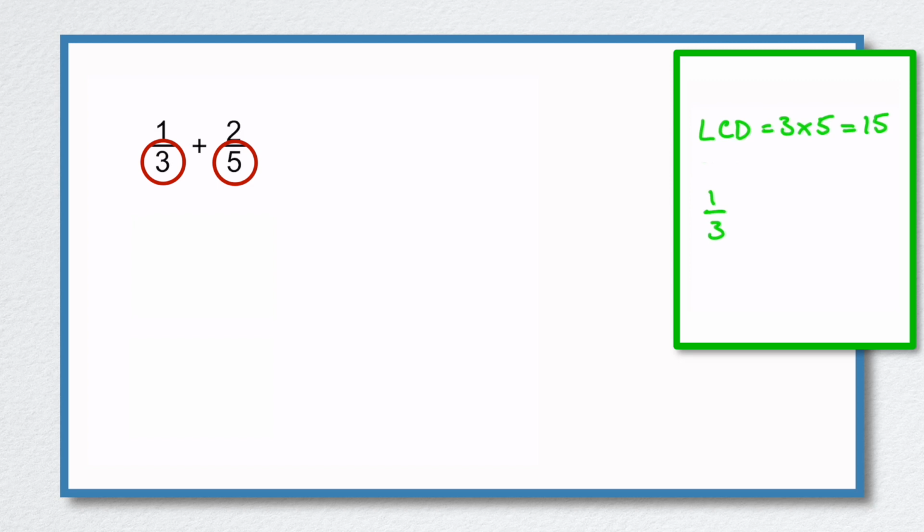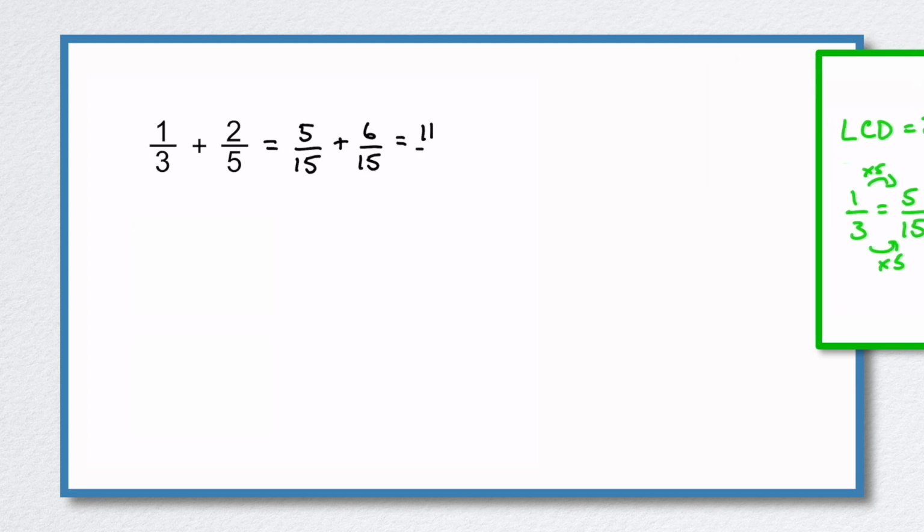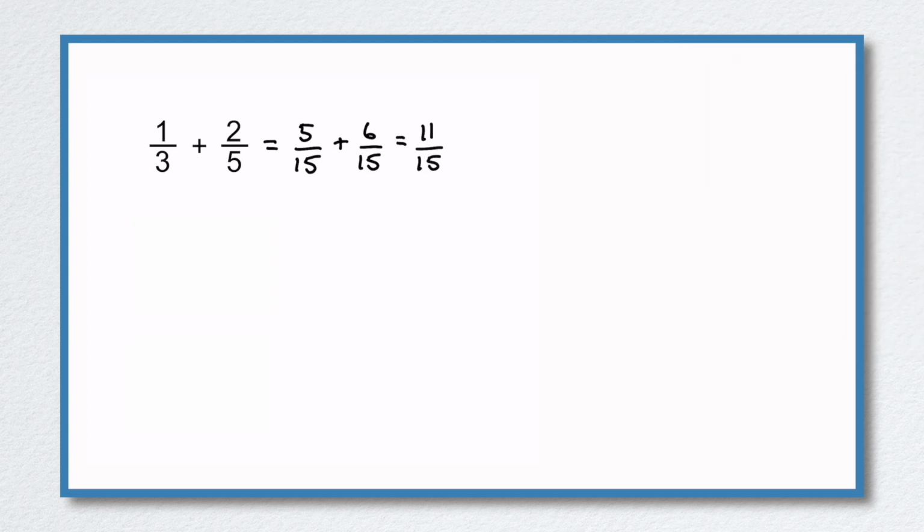So we need to write 1/3 as something out of 15 and 2/5 as something out of 15. Well, 1/3 is equal to 5 over 15 if we multiply top and bottom by 5, and 2/5 is the same as 6 over 15 if we multiply top and bottom by 3. So we've rewritten the original fractions as 5 over 15 add 6 over 15, which of course the answer is 11 over 15. This fraction can't be simplified any further, so there's the answer.